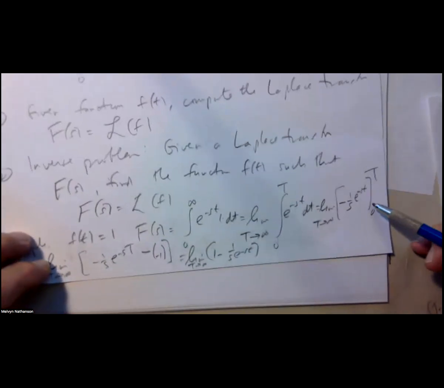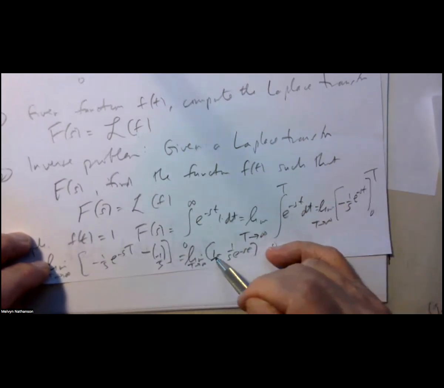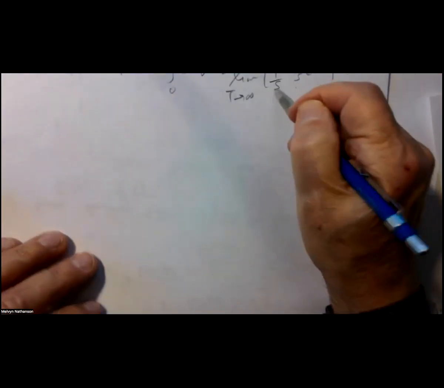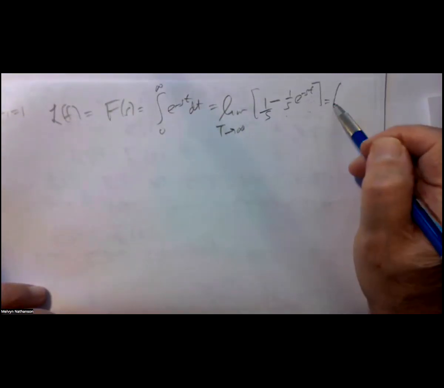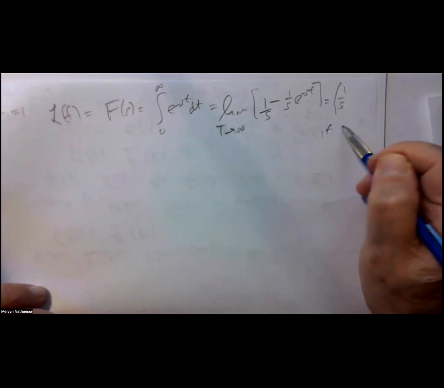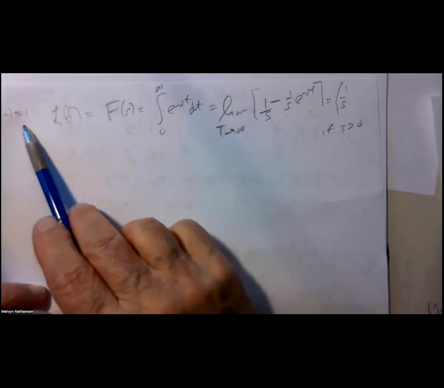oops, did I make a mistake? I'm sorry. Yeah, here, when t is equal to 0, I get minus 1 over s. So this is minus minus 1 over s. So this is 1 over s minus 1 over s e to the minus sT. And this equals 1 over s if s is positive. So the Laplace transform of the constant function 1 is 1 over s for s positive. And the function is not defined for s negative or 0.